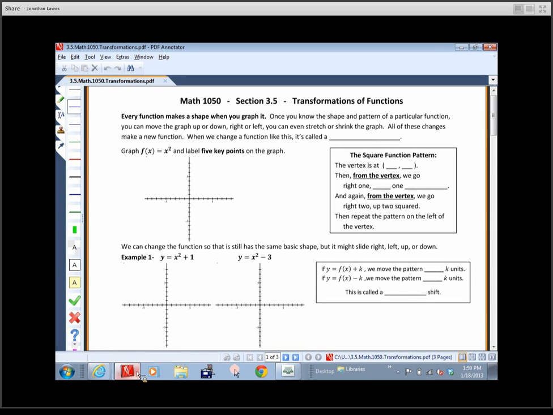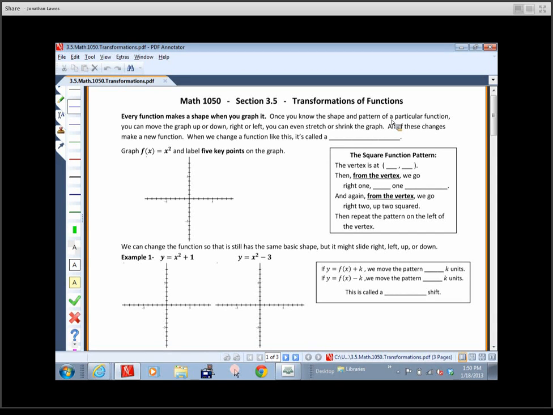So again, the idea here is every function makes a shape, and when you know the shape and the pattern a particular function makes, we can take that graph and slide it up, down, right, left. We can stretch it, we can shrink it, not only vertically, which you're pretty familiar with, we can also do the same types of things horizontally.